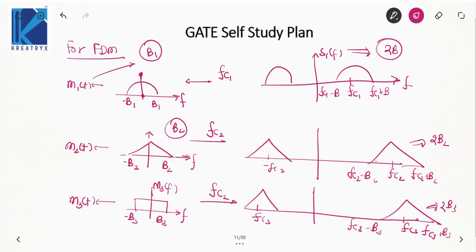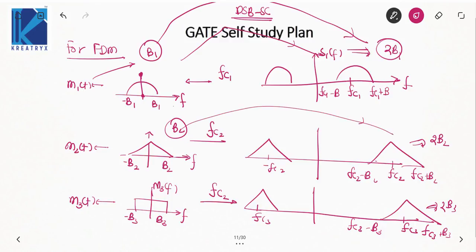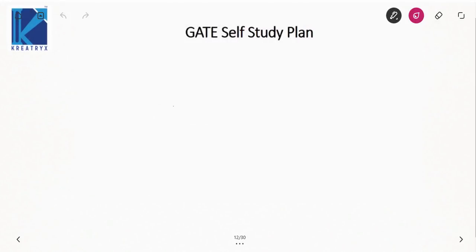So here we can see that for the discussion we considered a double sideband suppressed carrier modulation. That is why the bandwidth B1 is translated to twice of B1, or B2 is translated to twice of B2. If I had assumed single sideband suppressed carrier, then the bandwidth of the modulated signals would be B1, B2 and B3. Now let me draw the multiplexed signal.